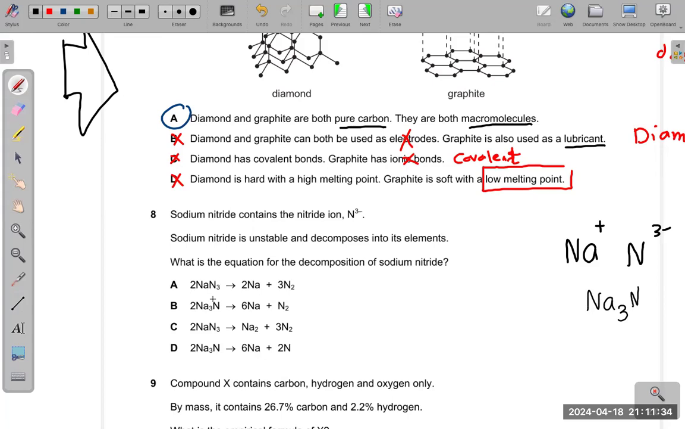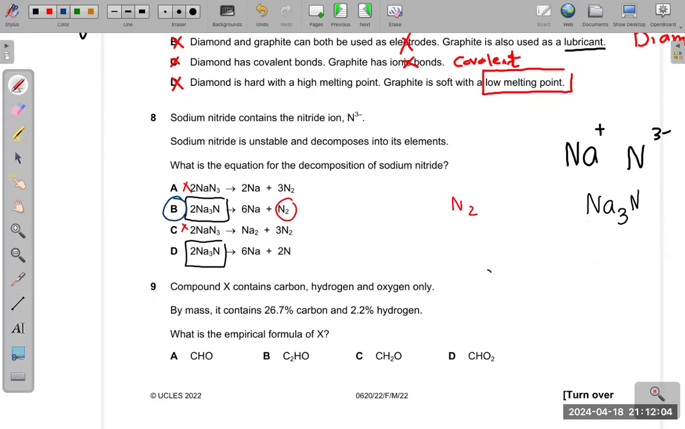Na3N. So this one can be correct, but this one is wrong because the formula is not written correctly, and this one is wrong. Again, if you check these two, it is divided into sodium and N2. So I cannot have something called 2N like that. I cannot have something called 2N. Nitrogen is a diatomic molecule, only available as N2. So this is the correct answer only.